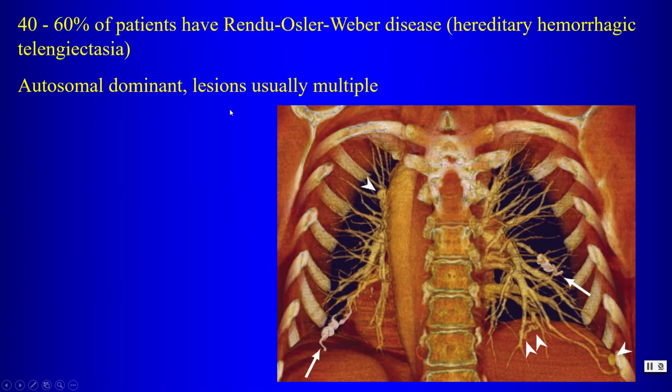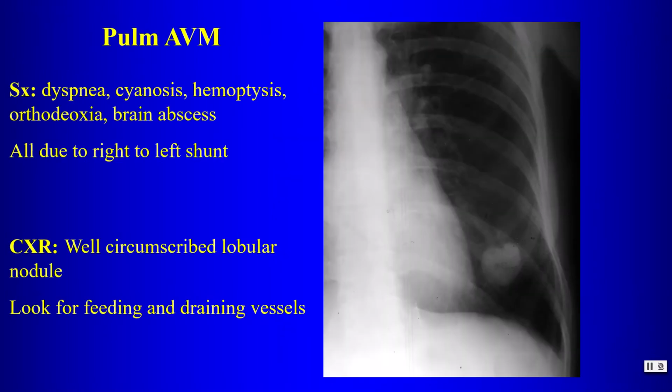These can be multiple, especially if the patient has Rendu-Osler-Weber disease or hereditary hemorrhagic telangiectasia. That is autosomal dominant. So if you find one, it's very important to look for others. And these can be quite small, so you have to look very carefully for multiple pulmonary AVMs if you find one pulmonary AVM. So symptoms: shortness of breath, cyanosis, hemoptysis, orthodeoxia, meaning hypoxia in the upright position, and brain abscesses.